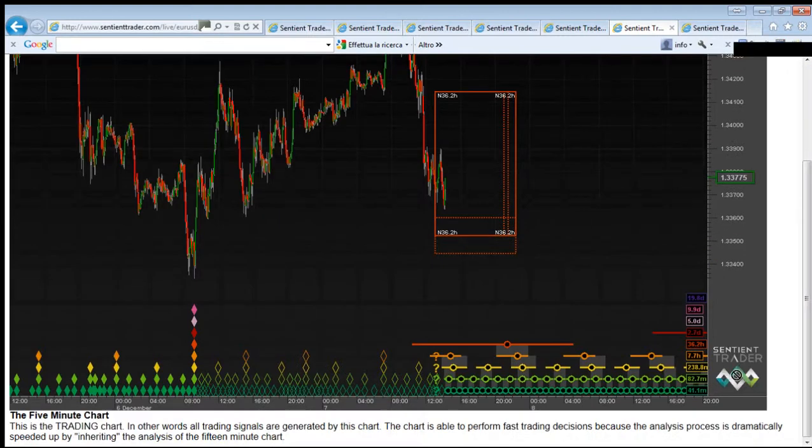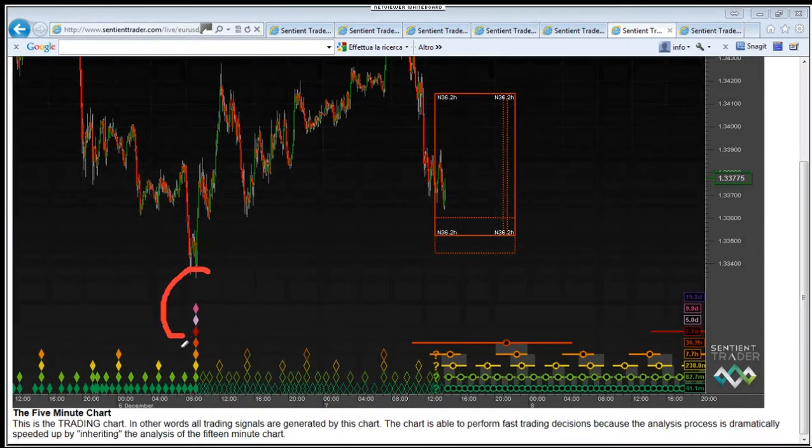So then we move to an even shorter chart, and we take a look at the 5-minute chart. Let's see what information we can get from this chart.